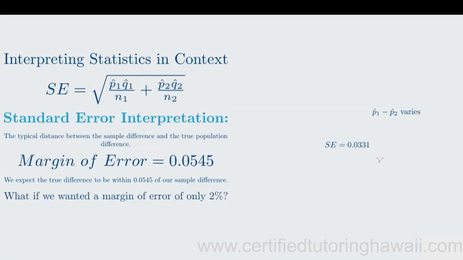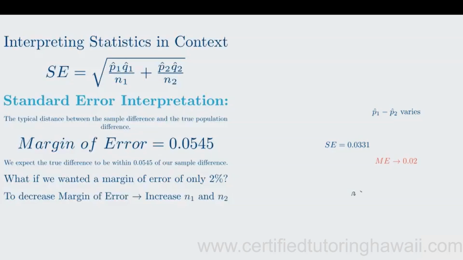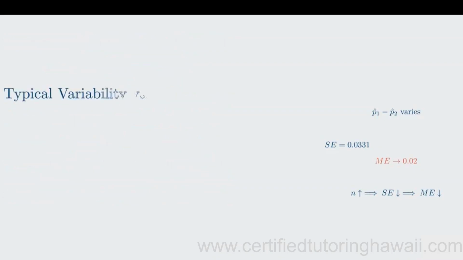Take a moment to think. If we needed to be more precise and wanted a margin of error of only 0.02 or 2%, what would we have to do? As we discussed earlier, we would need to increase our sample sizes significantly. This would decrease the standard error and, consequently, pull that margin of error down. This conceptual understanding is just as important as the calculation. Being able to explain typical variability versus confidence is what separates a good statistics student from a great one.